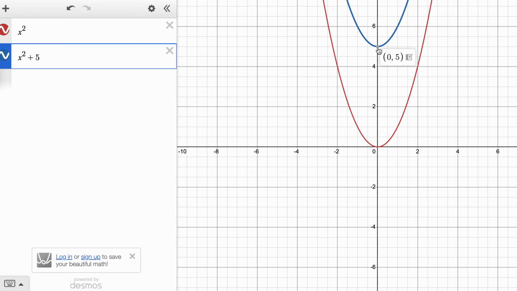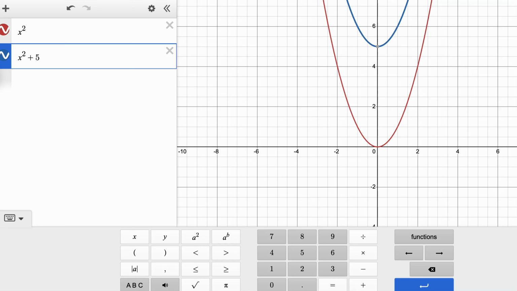It's not showing, but exactly, yes, this is 0 5, right? So 0 0 and 0 5, the graph has moved 5 points up. Now let's see, press enter and then come to the next one.